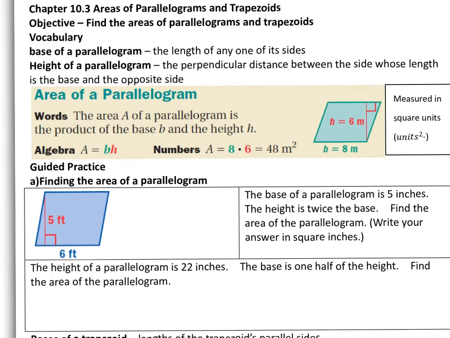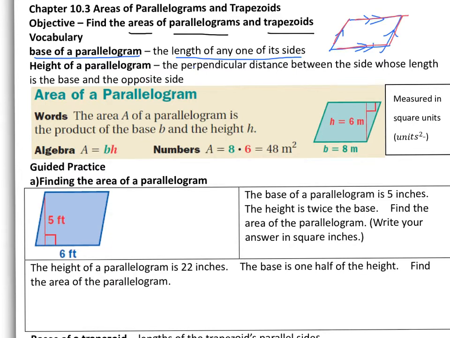10.3. For this lesson, we are going to learn about how to find the areas of parallelograms and trapezoids. The vocabulary. The base of the parallelogram is just the length of any one of its sides. So recall that a parallelogram has two pairs of parallel sides. So any of these sides could be considered its base.